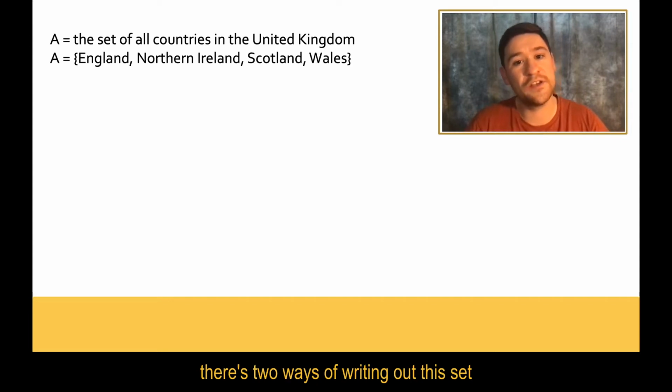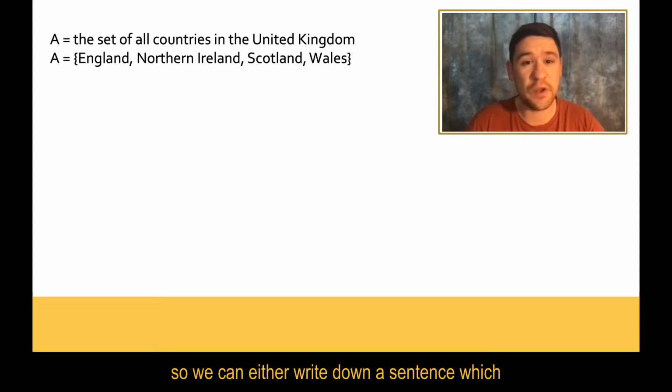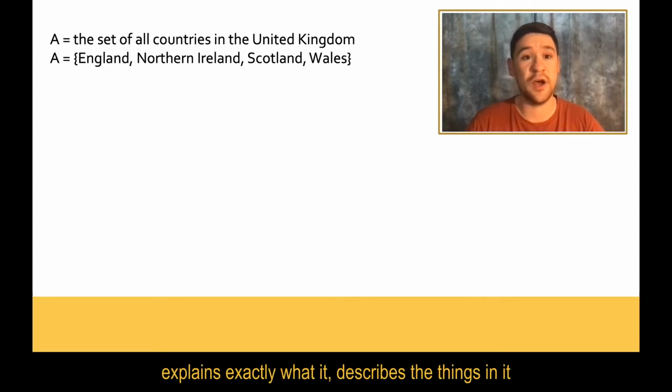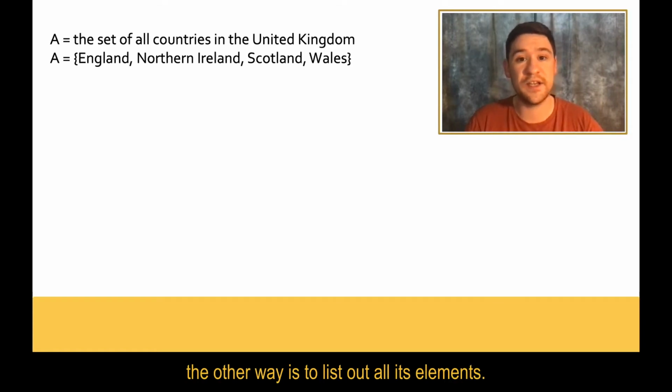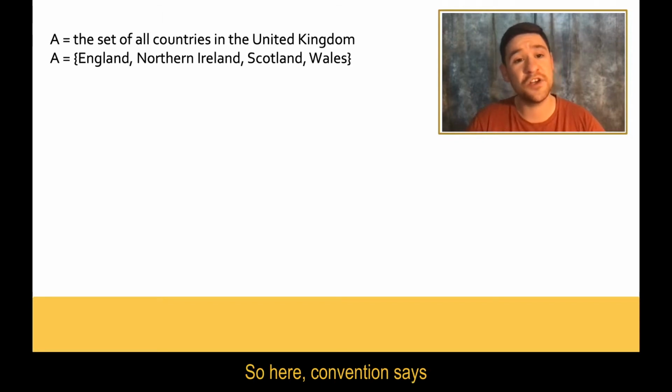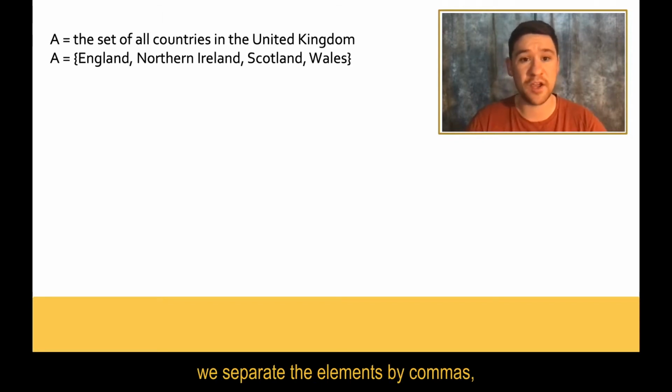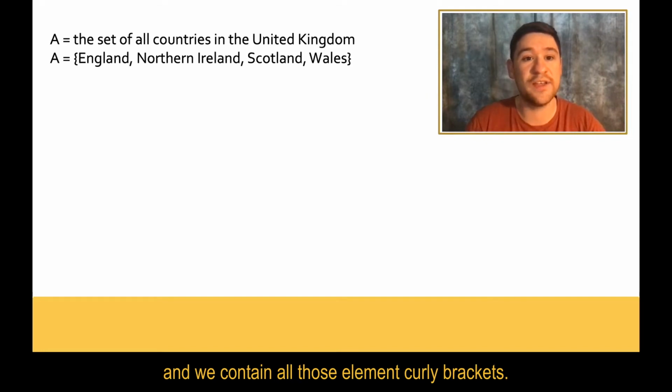There are two ways of writing out this set. We can either write down a sentence which describes exactly what's in it, and that's a completely valid way of defining a set. The other way is to list out all its elements. Here, convention says we separate the elements by commas, and we contain all those elements within curly brackets.